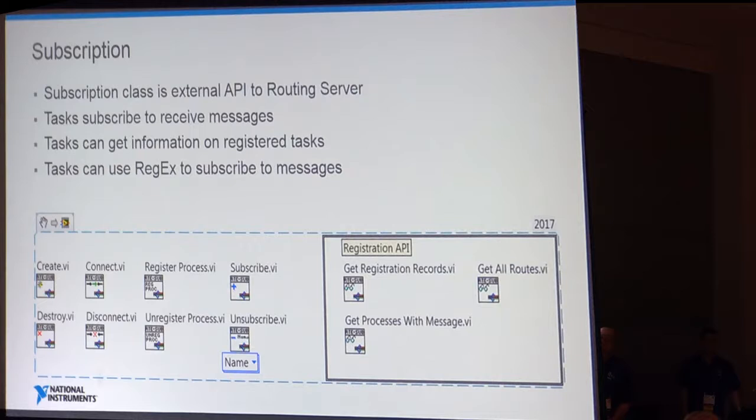And then the API for it is you can get registration records, you can get all the routes, or you can get any processes. You can get a list of processes that have a given message.